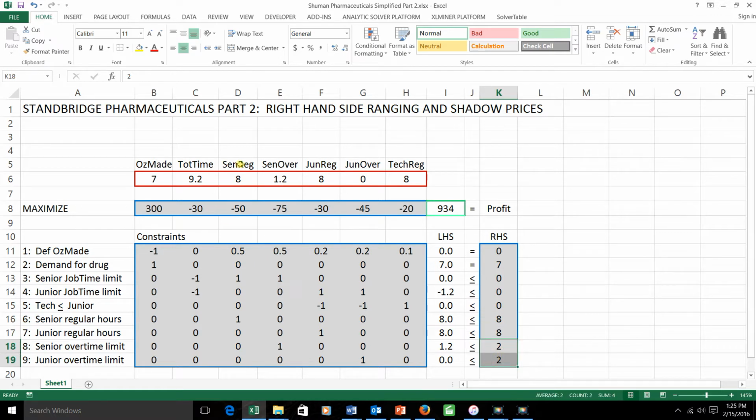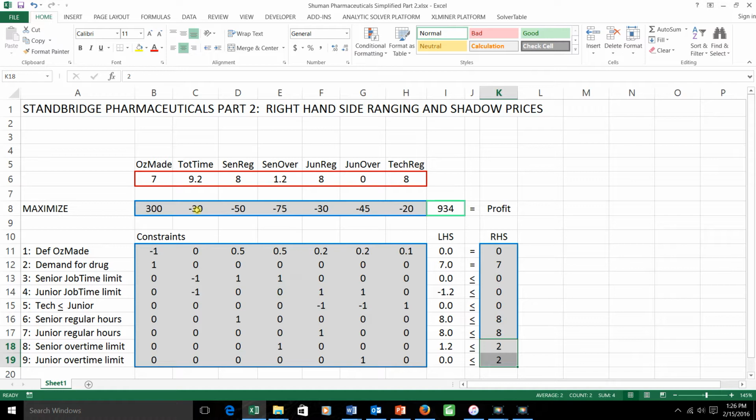Their regular and overtime are the Sen Reg and Sen Over for the senior faculty, June Reg and June Over for the junior faculty. We also have some other restrictions, but right now I'm not going to focus on those. That'll be enough for us to get the idea of what's going on in this problem today. Ounce made is the total number of ounces we make of this product. It's worth $300 an ounce. Tote time is the total number of hours it takes to get the job done. And as you can see, we're losing $30 for every hour that it takes. That's the penalty imposed by our client.